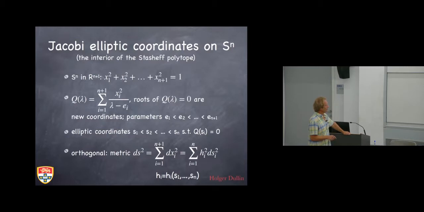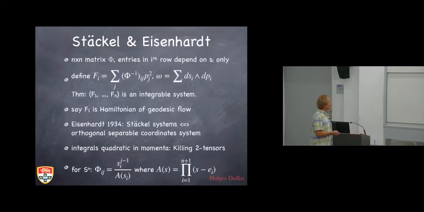I'll call them S1, S2, and Sn. So Q of Si is 0. And if you now write your metric for the round sphere in this coordinate system that is defined in this way, then you will see that here it's in the original coordinate system, and here it's in the new coordinate system, that this is, well, first of all, it's an orthogonal transformation, and you get these factors here in your metric. So yeah, so separation of variables.